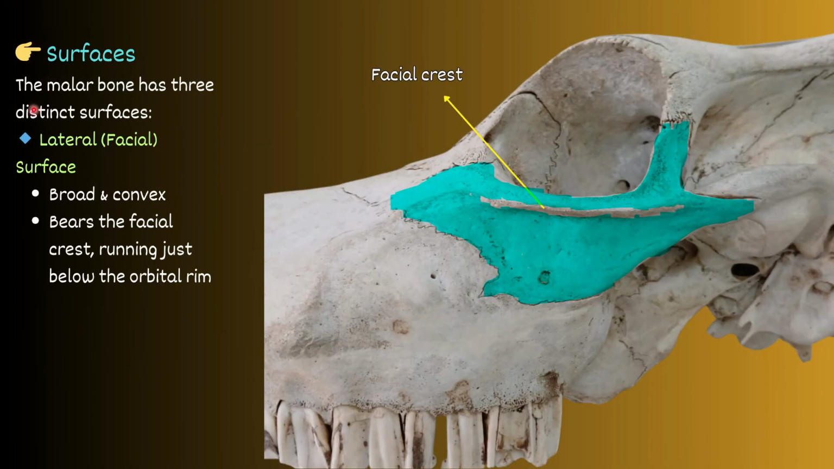The malar bone has three distinct surfaces. First, the lateral or facial surface. This is the lateral or facial surface. It is broad and convex. Here is the facial crest, running just below the orbital rim. This is the orbit, this is the rim of the orbit, and just below that you will find the facial crest. So this surface is the facial or lateral surface of the malar bone.